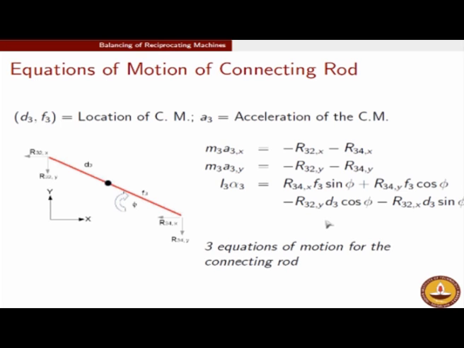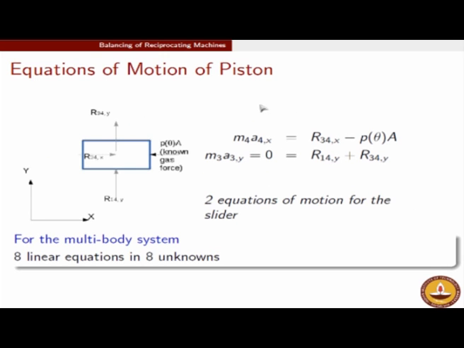So again, we have obtained 3 equations for the crank, and 3 equations are now obtained for the connecting rod. So 6 equations are made available to us at this stage. Finally, the equation of motion of the piston is as follows.